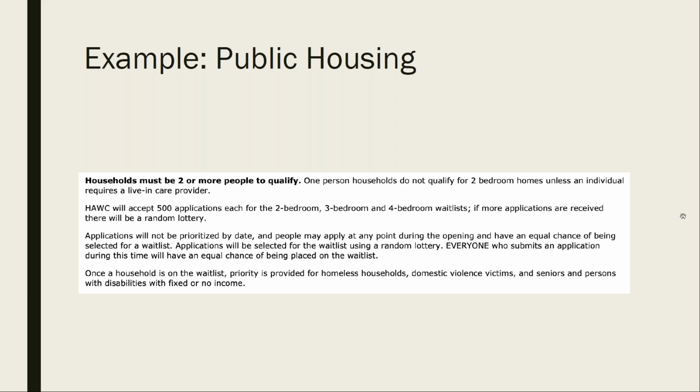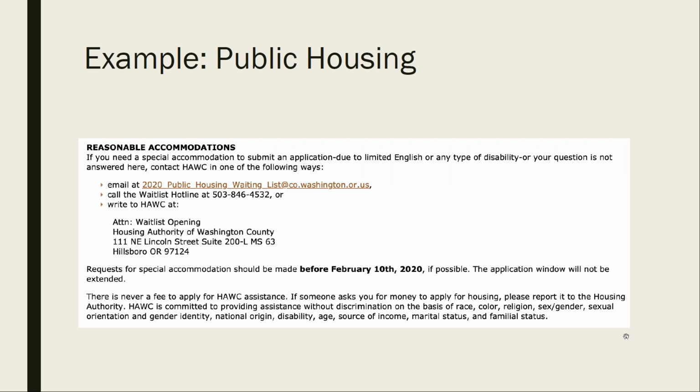So they're going to accept 500 applications within the unit size category. And if they receive more than that in any given category, they'll do a lottery. And then within these unit size categories, they're going to order by these preferences. And there are a set of preferences, and among one of them, we see individuals with disabilities. Next slide, please. And then here is just another example of reasonable accommodation.